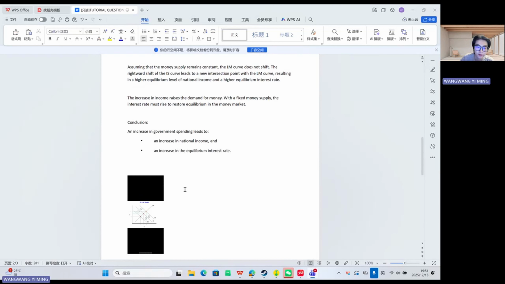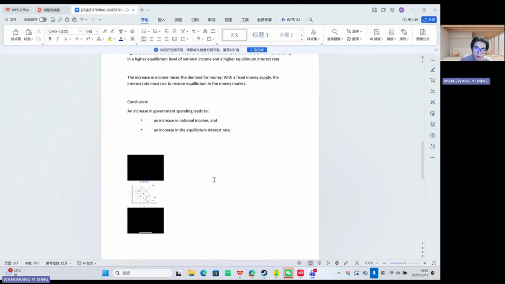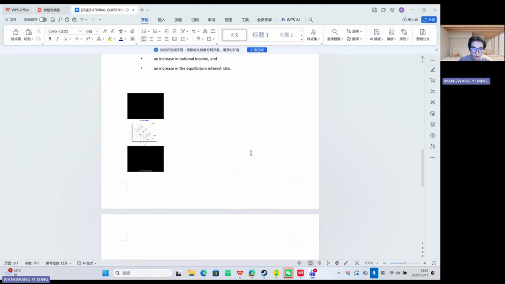The increase in income raises the demand for money with a fixed money supply. The interest rate must rise to restore equilibrium in the money market. So the conclusion is that an increase in government spending leads to an increase in national income and an increase in the equilibrium interest rate. So that's all.